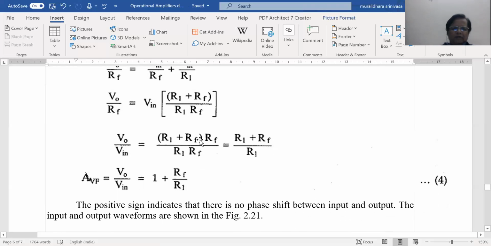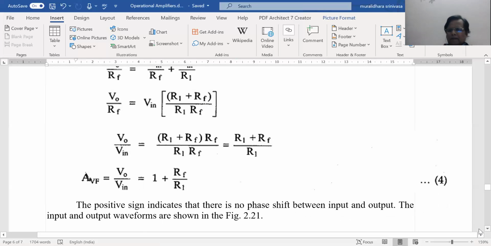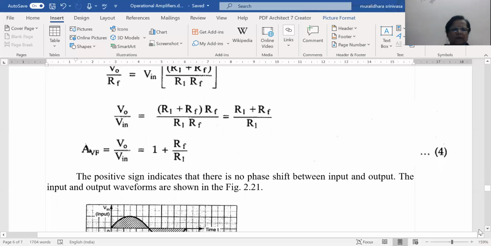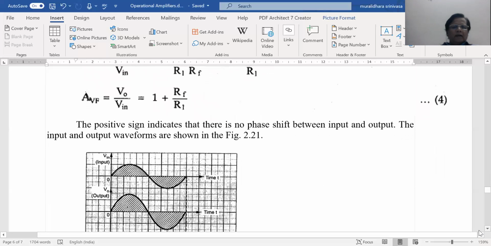So R1 RF plus RF RF divided by R1 RF simplifies to (R1 plus RF) by R1. So when it simplifies to (R1 plus RF) by R1, if you look at the V0 by Vi ratio, it defines the gain AV. So the gain AV is equal to 1 plus RF by Ri.